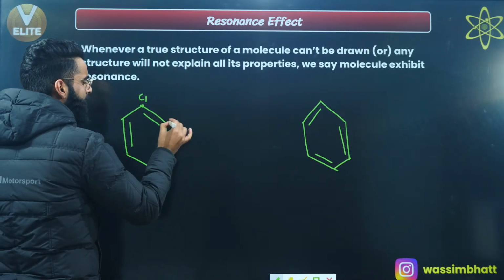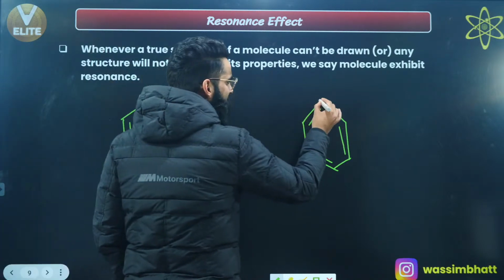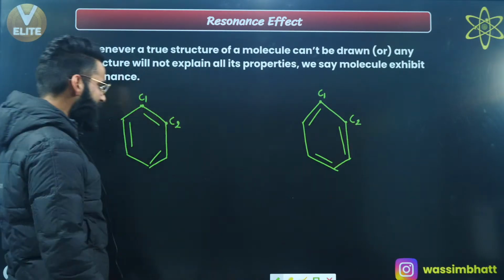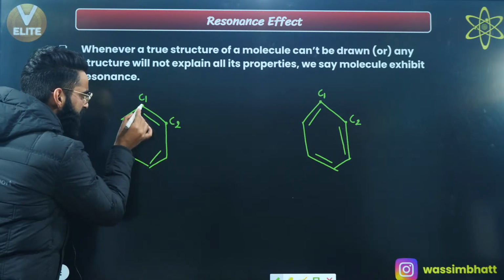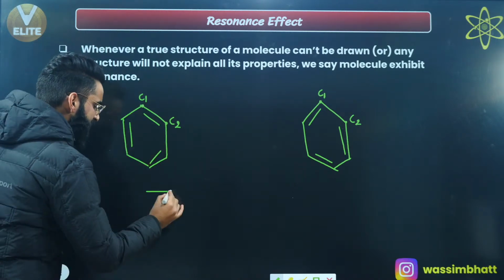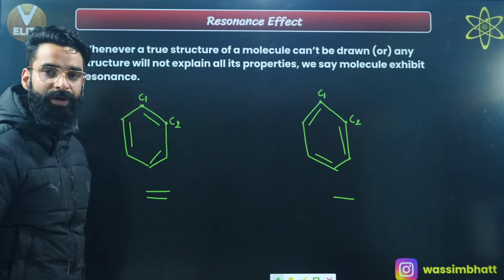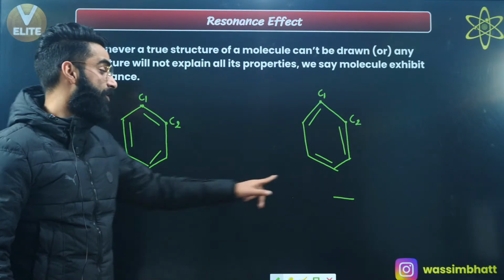Let me call this carbon number 2, for example. Over here, let me call this carbon number 1. Let me call this carbon number 2. In this structure of benzene, between carbon number 1 and carbon number 2, there is a double bond, and between these two carbons, there is a single bond. And we know the strength of a double bond is more than that of a single bond.